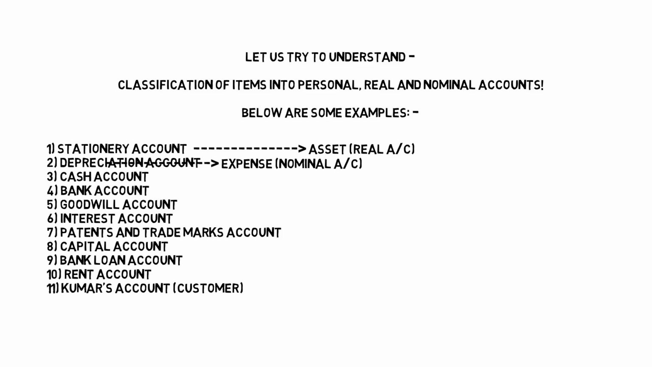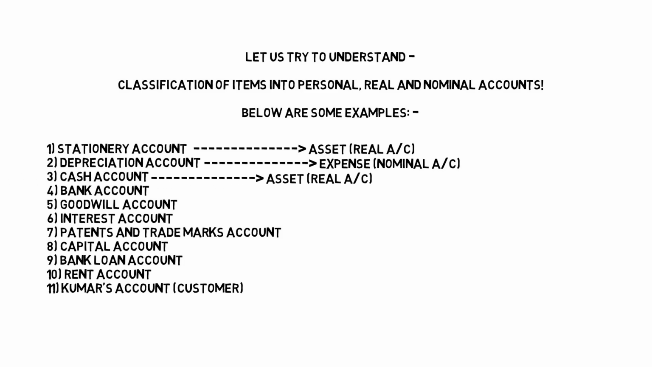Then you have depreciation account, which is an expense. Like if you remember part 3 basics of accounting video, I explained to you what depreciation was. It is an expense which reduces the value of an asset over a period of time. So since it reduces the value of an asset, it is an expense. So hence expenses and revenues by nature are nominal accounts. And then you have cash account, which is an asset because cash is a real asset that you use in the business. You use it in the day-to-day operations. So hence all assets are real accounts.